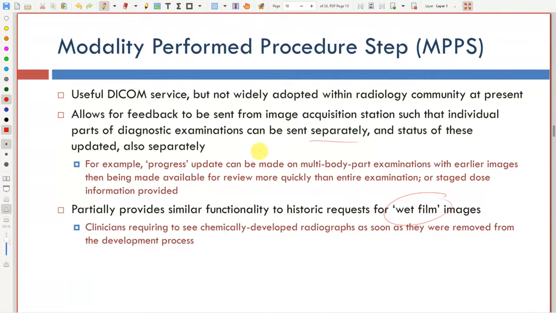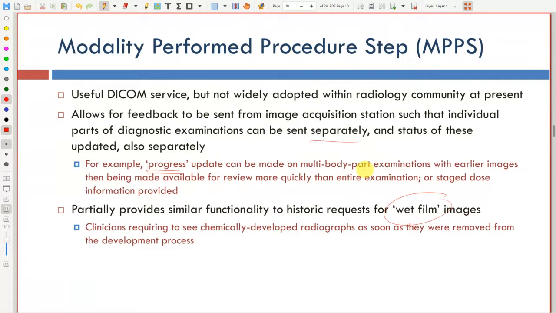Whenever a part of this examination is done, it would be made available to the doctor as early as possible, okay? So basically, we're talking about progress update, meaning that if you have a multi-body part examination, whenever you image one part, you send it to the doctor right away. Okay, so he can view it before the whole study is completed. This is one of the optimizations.